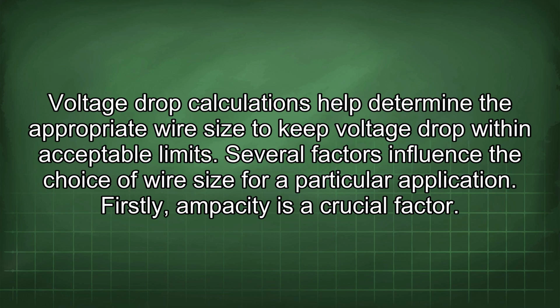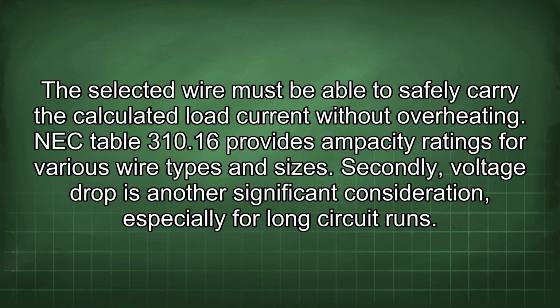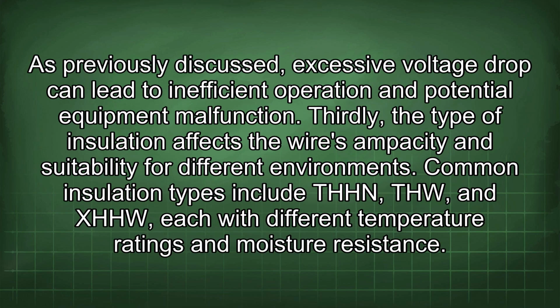Several factors influence the choice of wire size for a particular application. Firstly, ampacity is a crucial factor. The selected wire must be able to safely carry the calculated load current without overheating. NEC Table 310.16 provides ampacity ratings for various wire types and sizes. Secondly, voltage drop is another significant consideration, especially for long circuit runs. As previously discussed, excessive voltage drop can lead to inefficient operation and potential equipment malfunction.